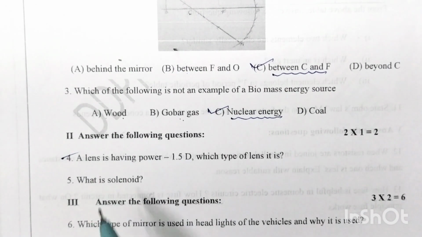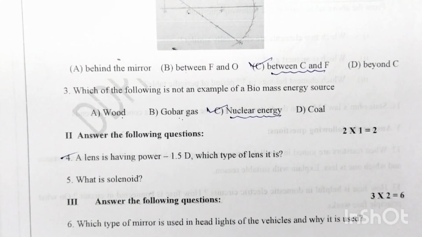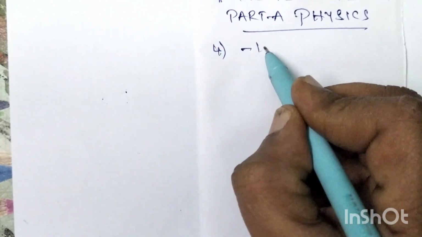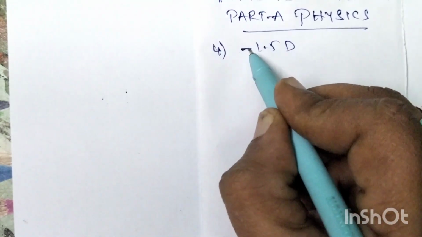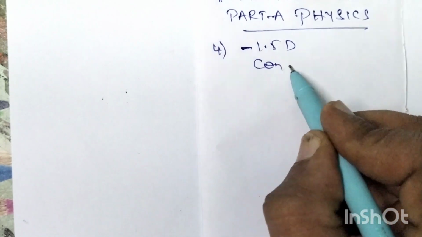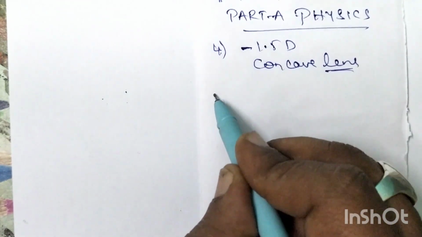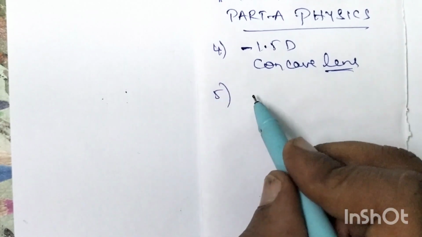Next, what is a solenoid? So let us answer this question. What will be the answer for the fourth question? Minus 1.5 diopter. This minus indicates that the type of lens we have used is a concave lens. Then coming to the fifth question, what is a solenoid?